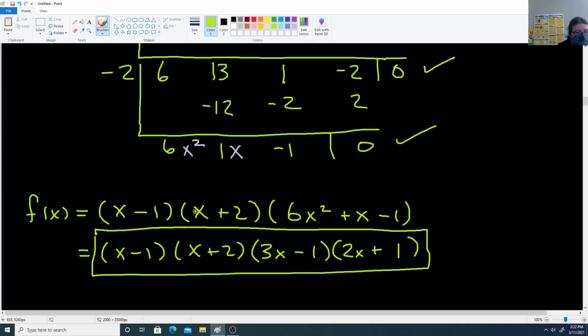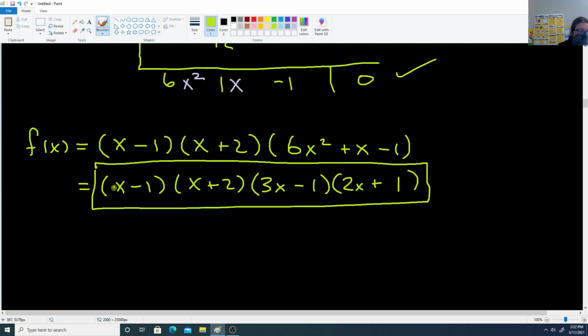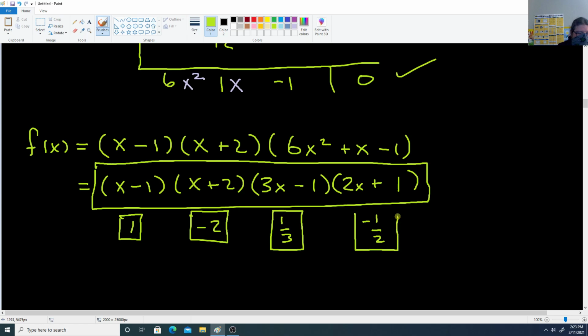And then each of these factors creates a 0. X minus 1 creates the 0 at 1, so that's our first actual 0. X plus 2 creates a 0 at negative 2. If I put a third in here, 3 times a third is 1, 1 minus 1 is 0, so a third is our next 0. And then negative a half would be the final 0.